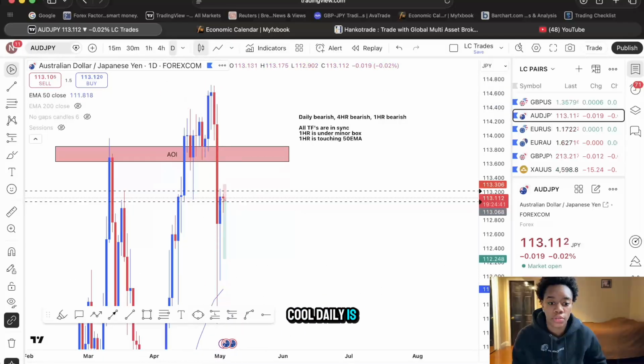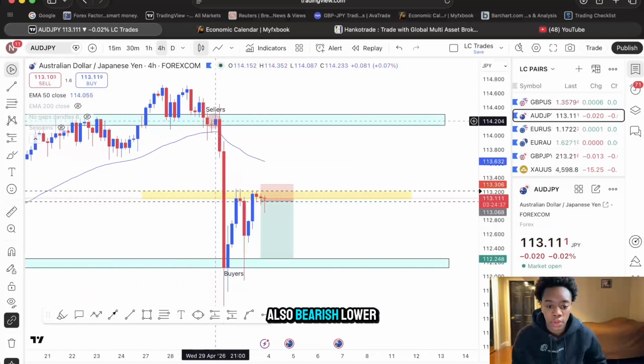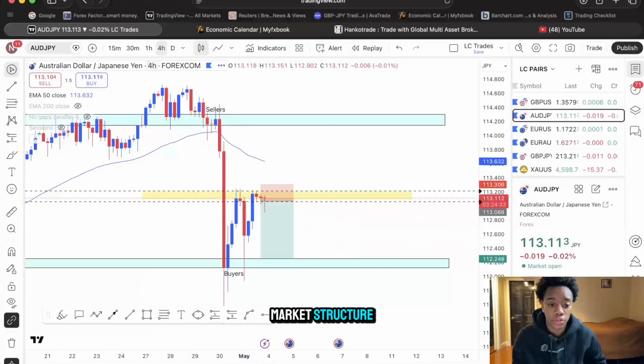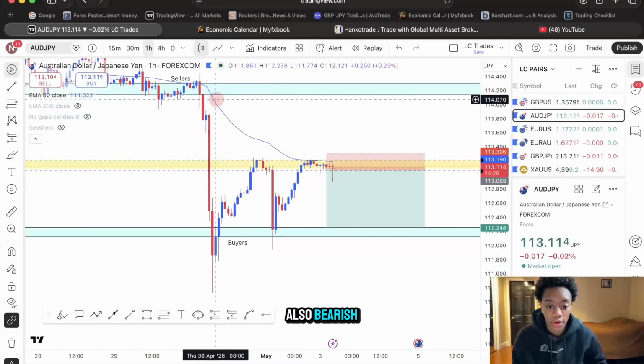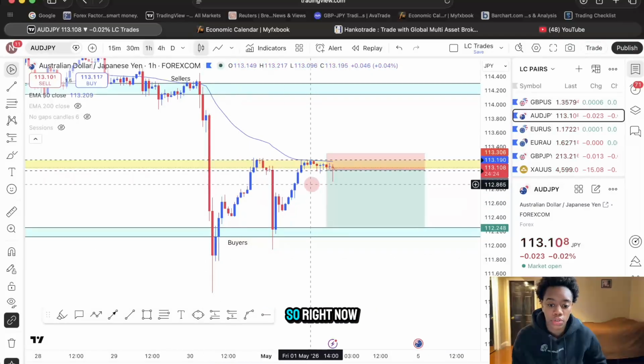Cool. Daily is bearish. 4 hour is also bearish. Lower high, lower low. Everything in between right here is just plain old market structure. And then the 1 hour is also bearish. Lower high, lower low, market structure in between.